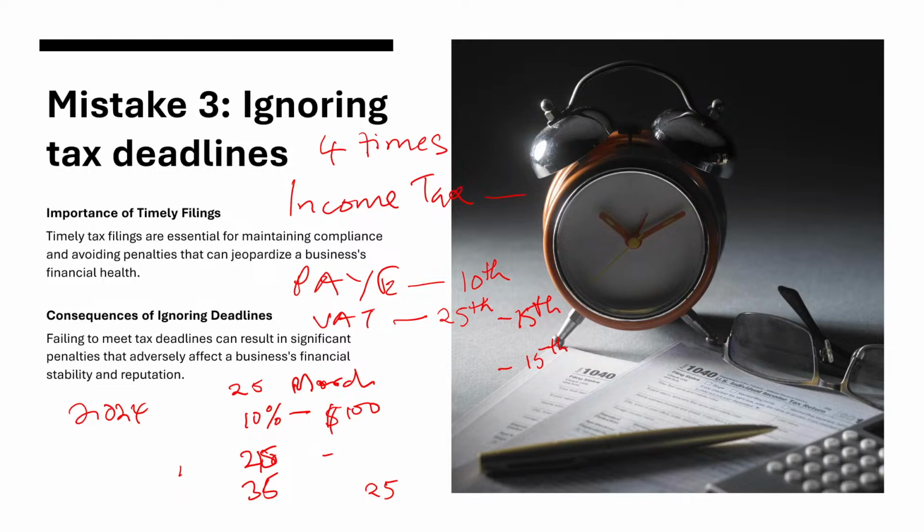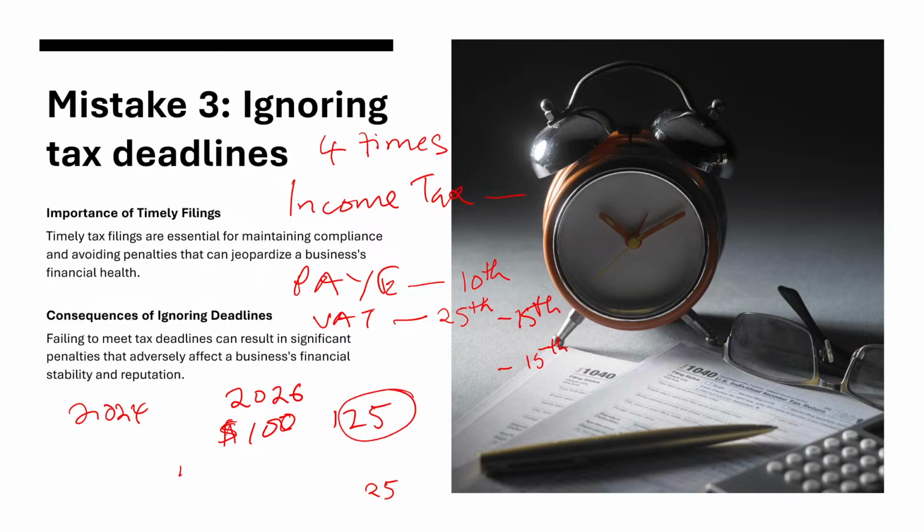Then when the year ends, right? Now you are in 2026. ZIMRA will say, last year you did your profits, right? You did your estimation of $100. The year has ended. How much did you make in actual numbers? Maybe instead of the $100 you had estimated, you made 125. Can you pay the difference, the $25?